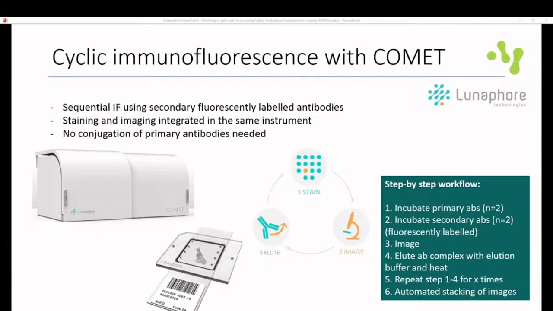And I think one of the nice things with this is that there is no need for conjugation of primary antibodies. As long as you have antibodies that work on this type of tissue in your regular immunofluorescence, you could optimize them so that they would work in this platform as well, which is nice. So we have, for example, used antibodies from the Human Protein Atlas that we have generated in-house, and started to build panels here to allow for multiplexed imaging.